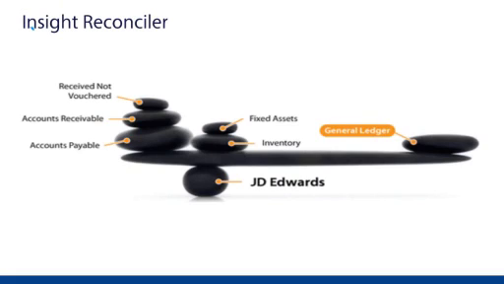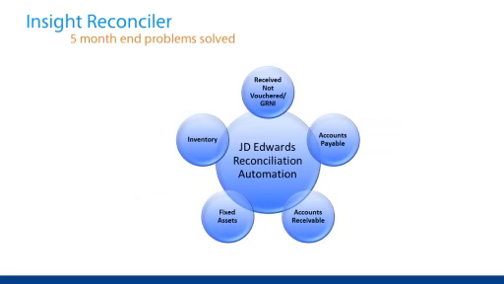Okay, let's move on to Reconciler. This is a big part of Insight Unlimited. The Insight Reconciler takes five of your most common subsystems and asks, do they balance to the general ledger? But it does it in a much smarter, easier to use, intuitive way than reports or copying data into spreadsheets. So we've got the five most common areas covered: goods received not vouchered, accounts payable, accounts receivable, fixed assets, and card inventory.